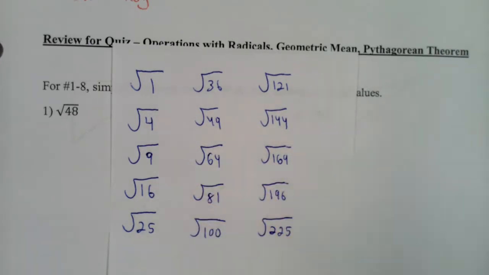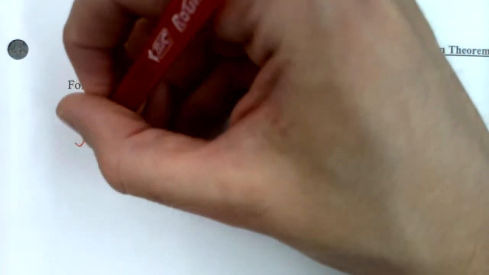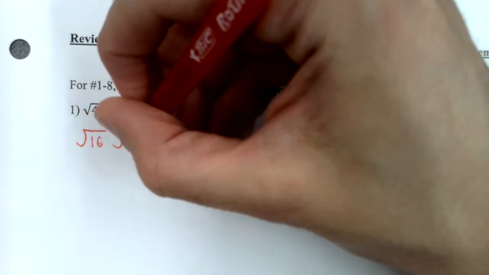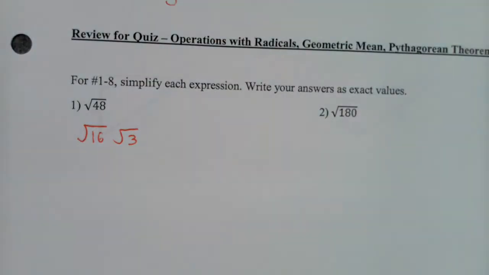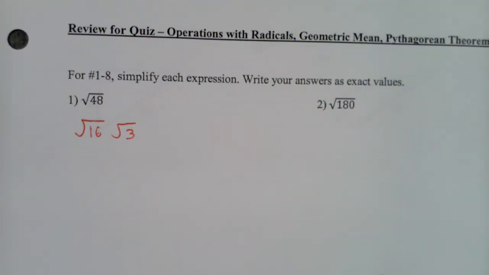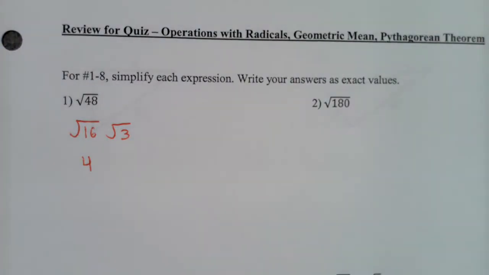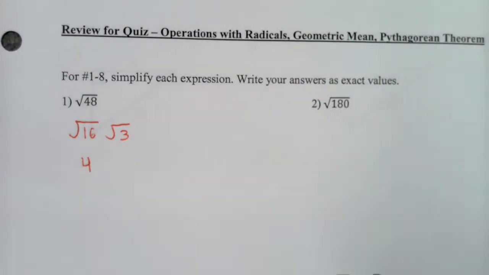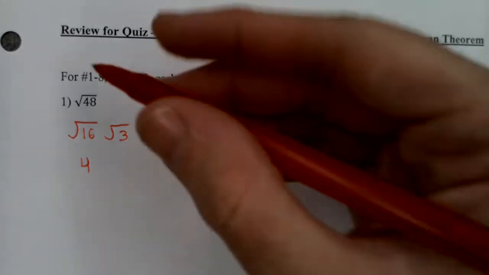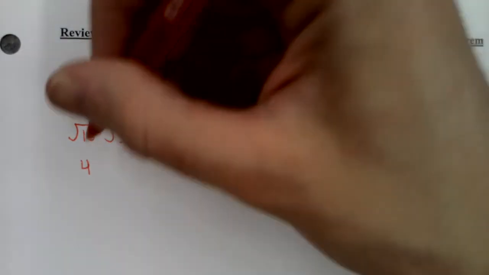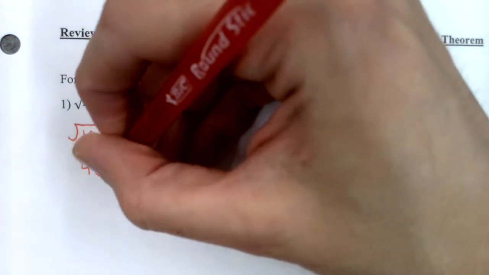But the answer is going to be the square root of 16. So for my next step, I'll write the square root of 16 times the square root of 3, and the square root of 16 is 4, not the square root of 4. A lot of people will say the square root of 16 is the square root of 4, and that's not correct. The square root of 16 is just 4. So 4 square root of 3 is the answer.